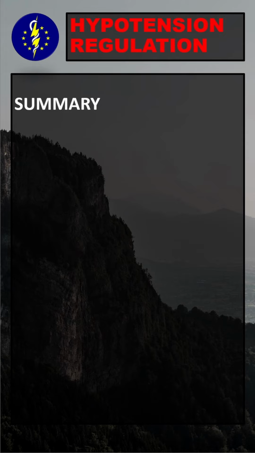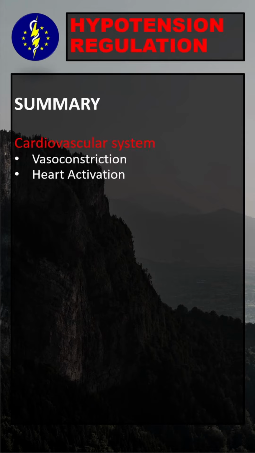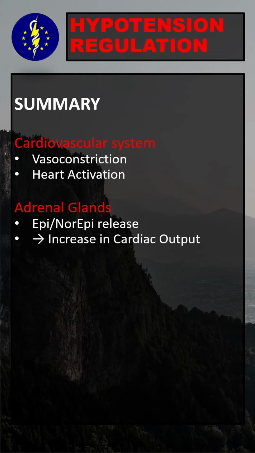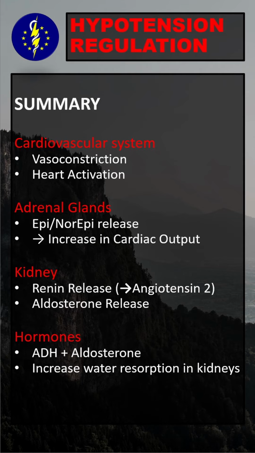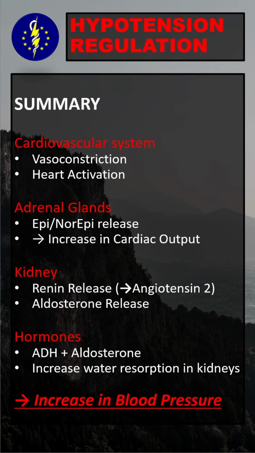To summarize, the body increases blood pressure through many mechanisms, some of which are the activation of the cardiovascular system, the release of epinephrine and norepinephrine in the adrenal glands, the release of renin in the kidneys, which then stimulates angiotensin II, as well as the release of aldosterone, and the use of hormones such as antidiuretic hormone and aldosterone to regulate water resorption in the kidney. All of these factors together can achieve the common goal of increasing the blood pressure.